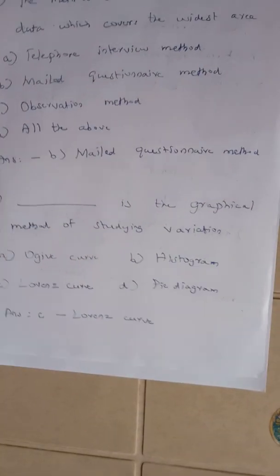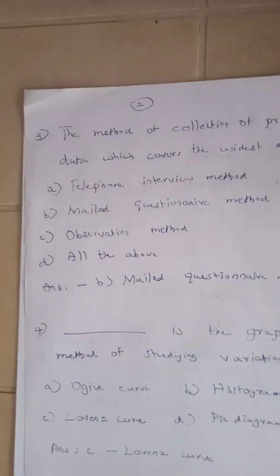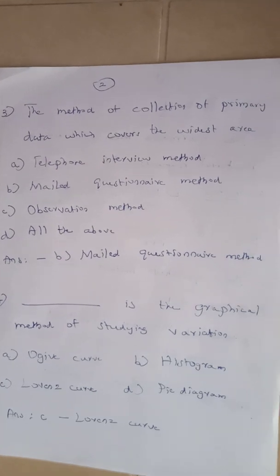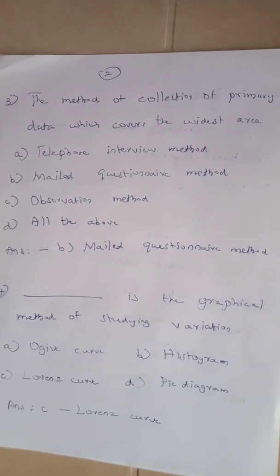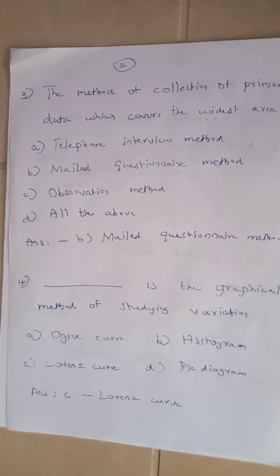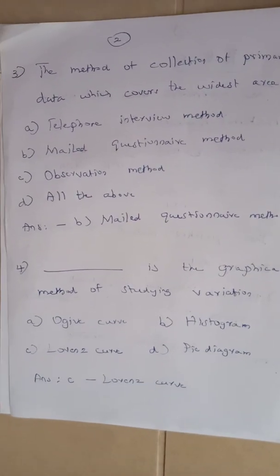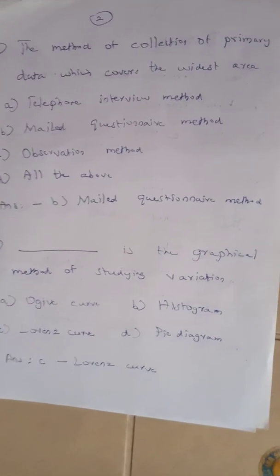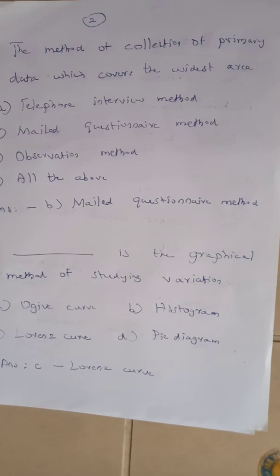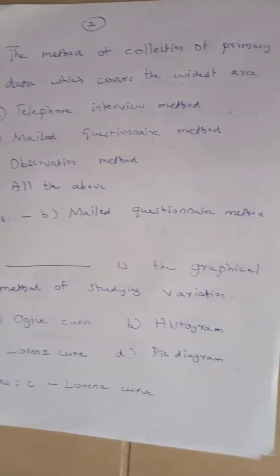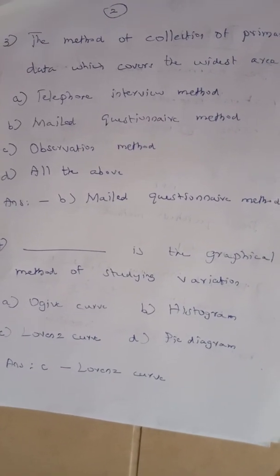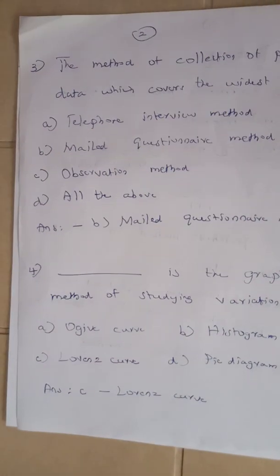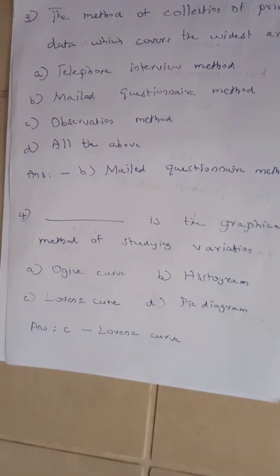Question number 3. The method of collection of primary data which covers the widest area. Option A telephone interview method, option B mailed questionnaire method, option C observation method, option D all the above. So to make the widest area of covering the primary data is mailed questionnaire method. So the correct option is option B mailed questionnaire method. The quickest method is telephone interview method, and to cover widest area we use mailed questionnaire method. We move to the question number 4.